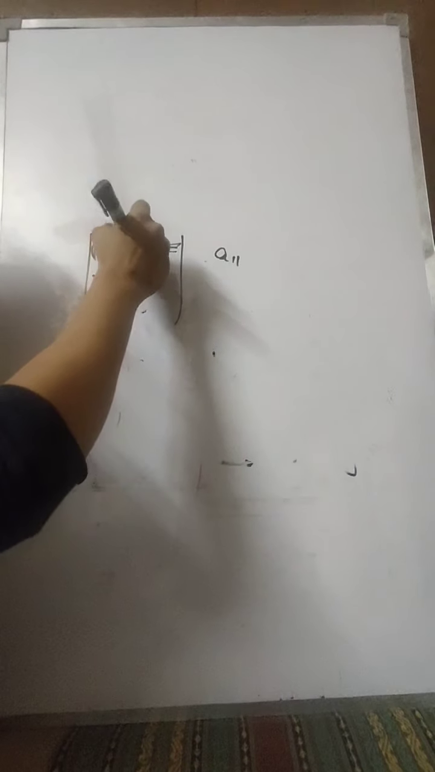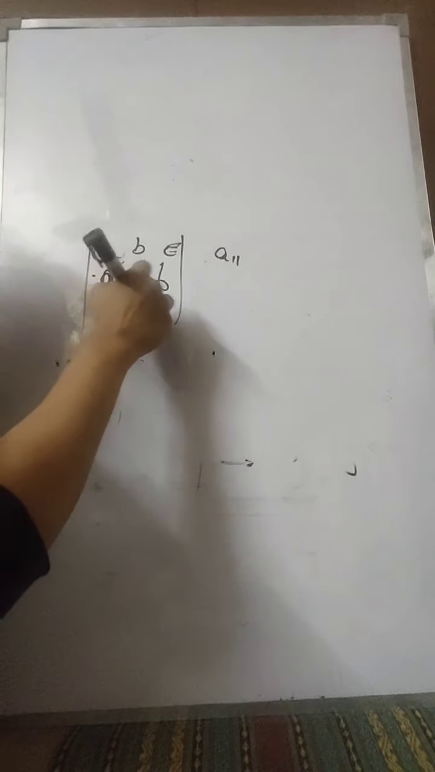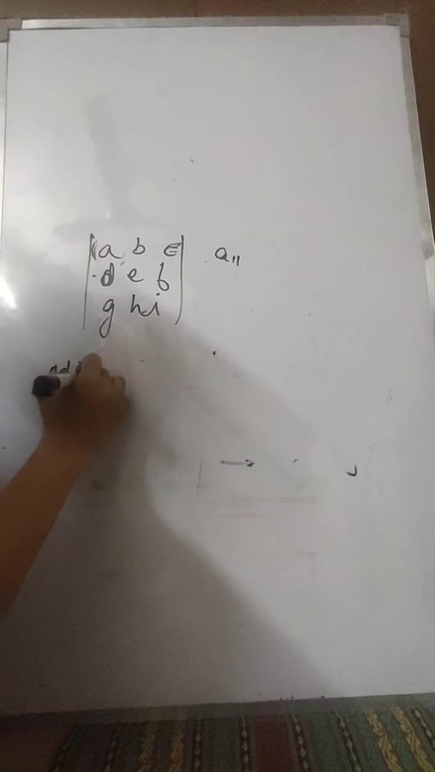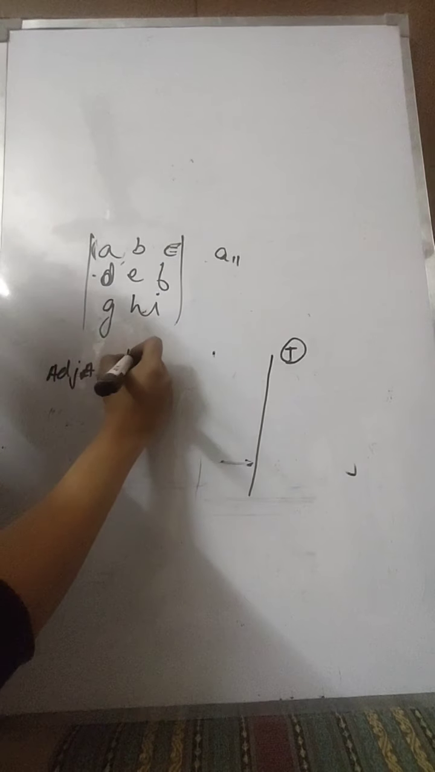Now again I'll take up the same example: A, B, C, D, E, F, G, H and I. Now how do I calculate the adjoint of A? What I have to do is, adjoint A is equal to the transpose of all the cofactors. Okay, so how do I do this?